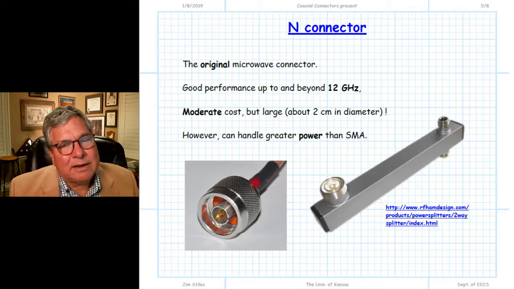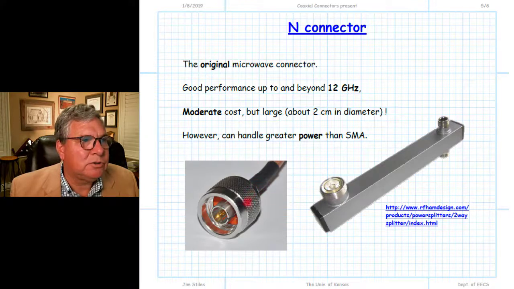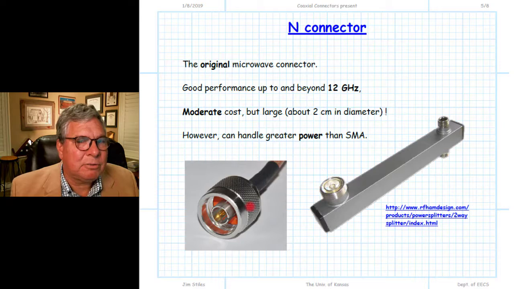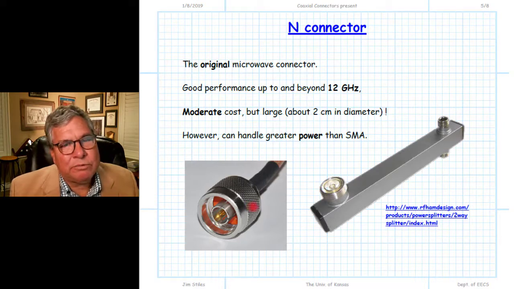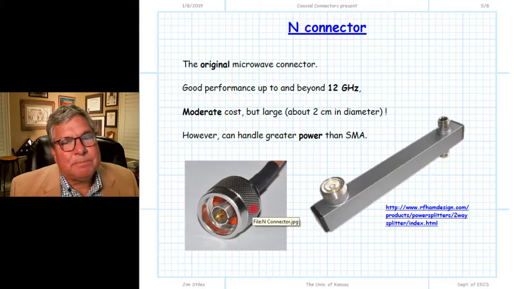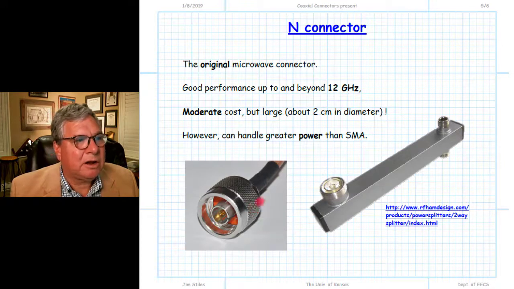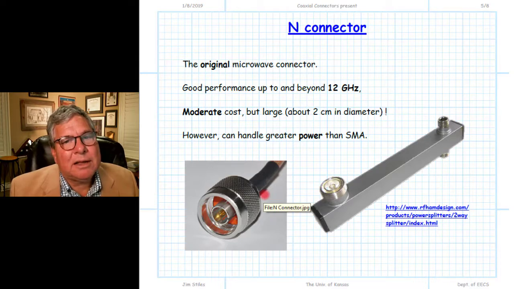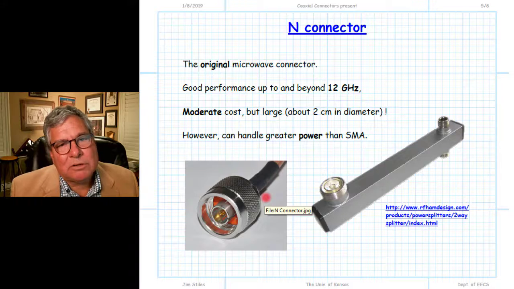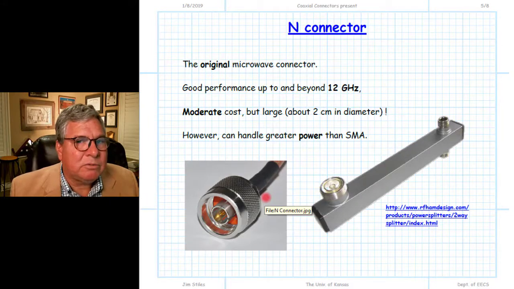One thing about the N connector that's still useful is it's larger. You can connect a larger coax diameter to the N connector, and so if you have a high power application, or a higher power application than what SMA would be useful for, you could use this N connector. For the most part, I would say these days, if you do see an N connector, it's going to be on a larger coaxial cable, which means that it's for an application where the power is higher, or simply you're trying to minimize the loss in a very long cable.